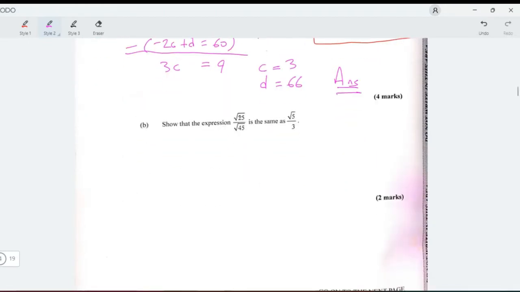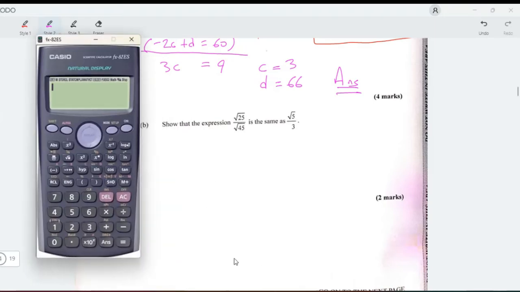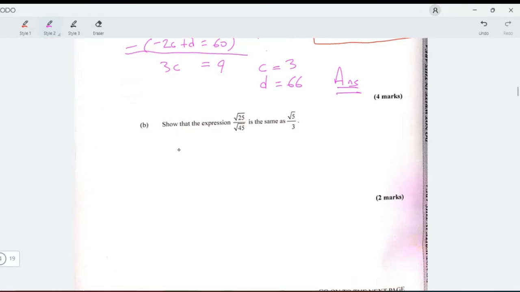It says show this. Now, if you have one of these calculators, please don't do this. Please. If you just put root 25 over root 45 in a calculator, that's not going to get you the full mark. What they want you to see is actually show the working. Tell them root 25 over root 45.